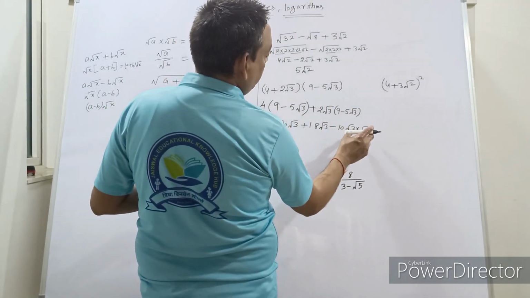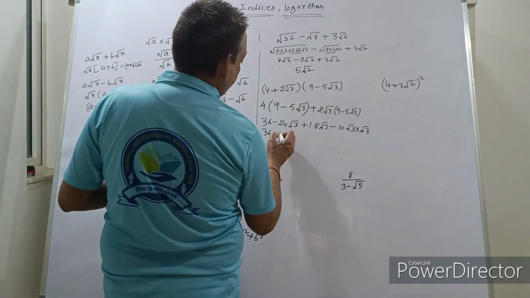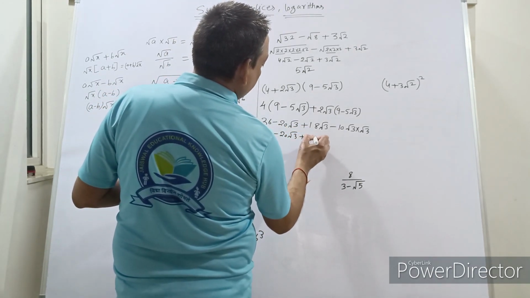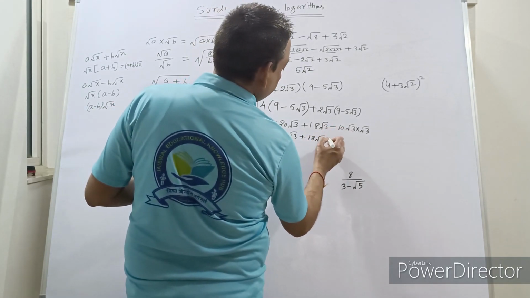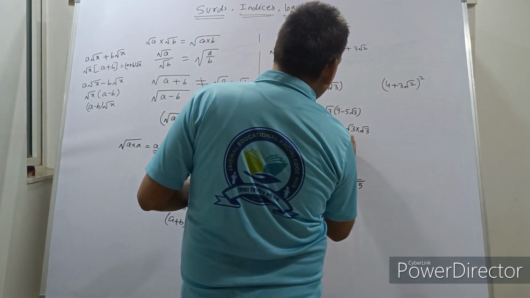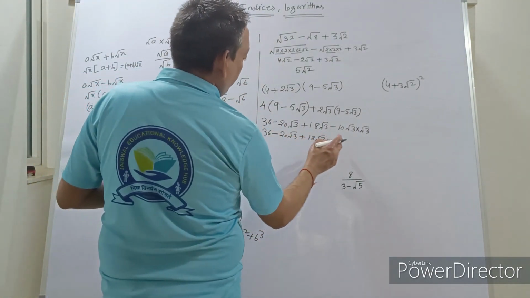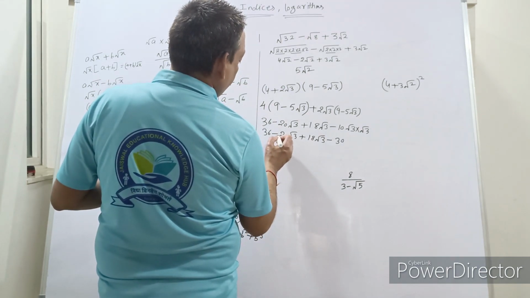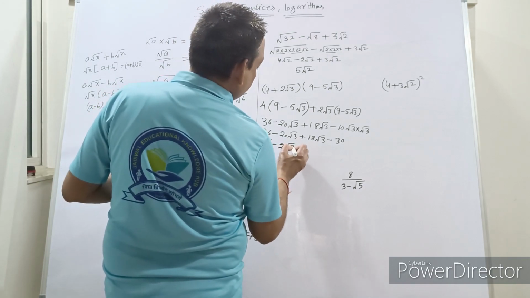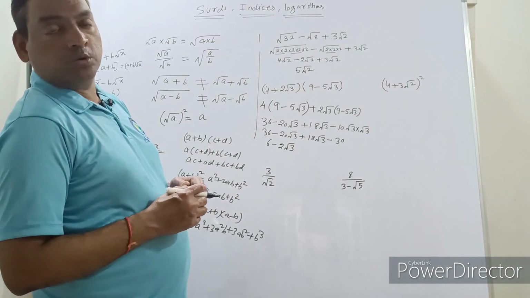Root 3 into root 3, that gives you 3 afterward. So we now have 36 minus 20 root 3, keep as it is, plus 18 root 3, keep as it is, minus 10 into root 3 into root 3, that becomes minus 10 into 3, that becomes minus 30. So now 36 minus 30 gives you 6. Now minus 20 plus 18, so minus 2 root 3. So that becomes 6 minus 2 root 3.